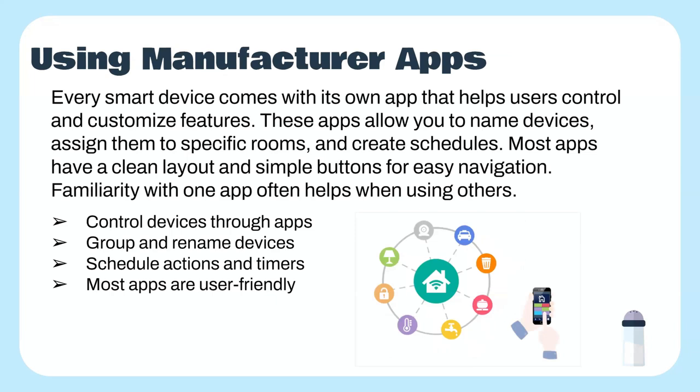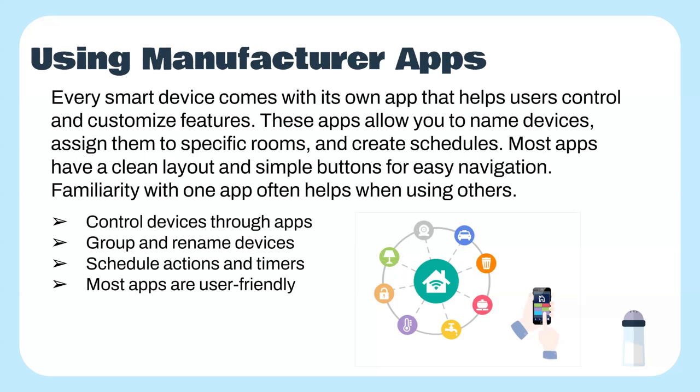So, using manufacturer apps. Every smart device comes with its own app that helps users control and customize features. These apps allow you to name devices if you have multiple, assign them to specific rooms, create schedules, etc. Most apps have a pretty clean layout and simple buttons for easy navigation. Familiarity with one app often helps when using others.